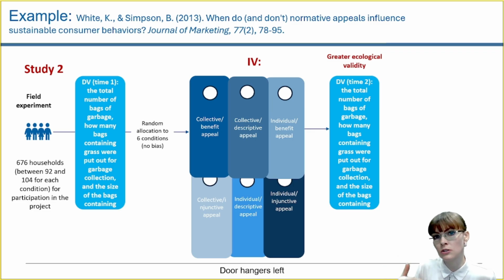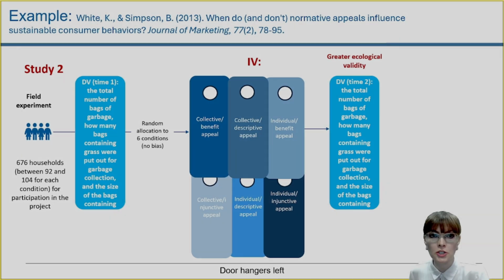Again, what they wanted to do is to approximate the exposure to a more realistic encounter of those appeals as would happen in real life. They designed door hangers which contained those appeals, and then they dropped them off at each household in the area that they studied. Because they wanted to measure the effect on the behavior, they collected their dependent variable at 2 points in time, which is called pre and post measurement design. And I have a separate video for it on this channel.